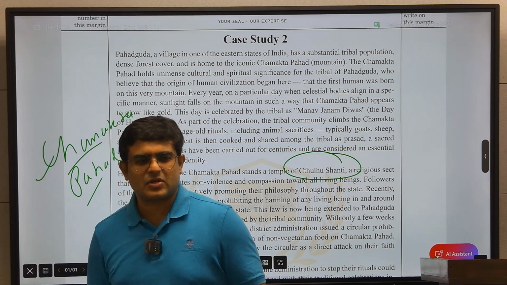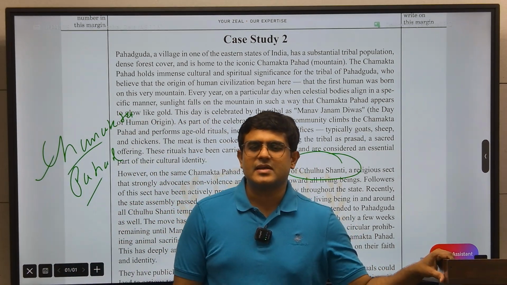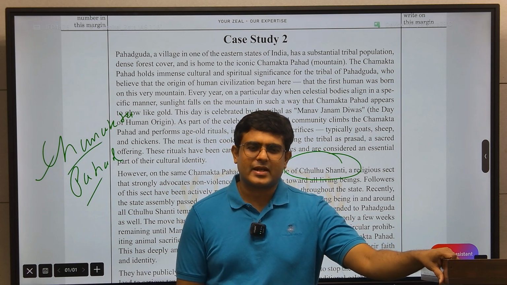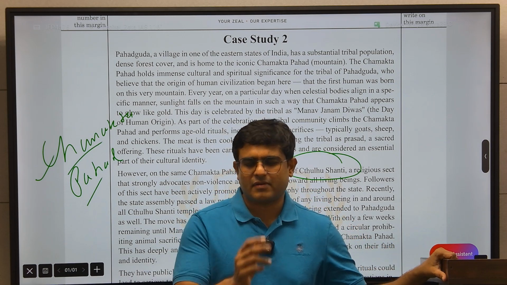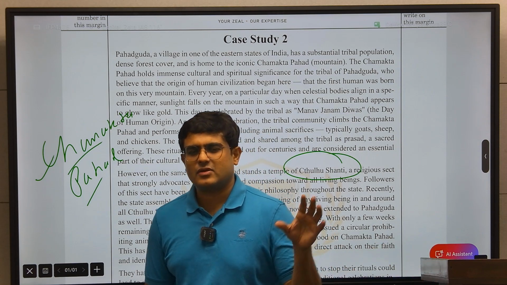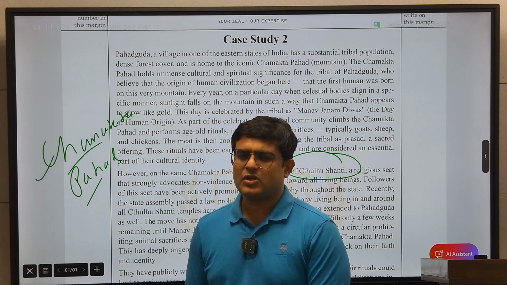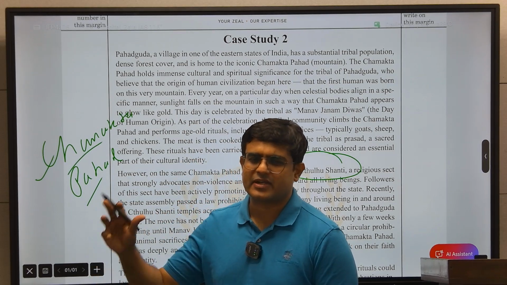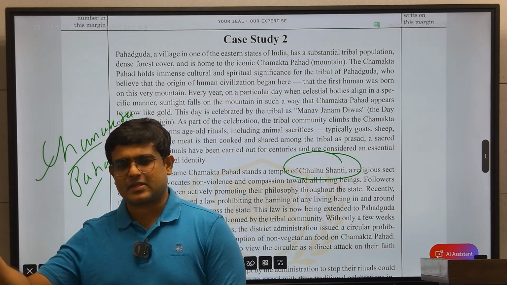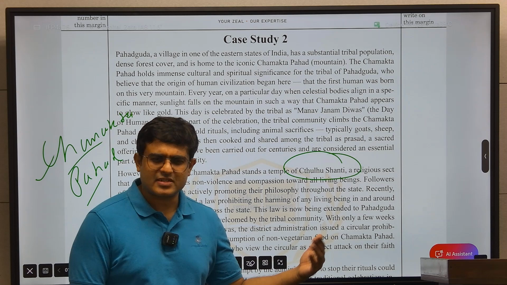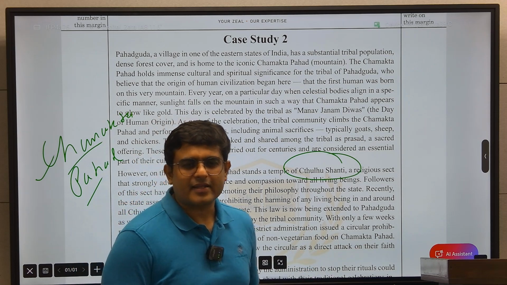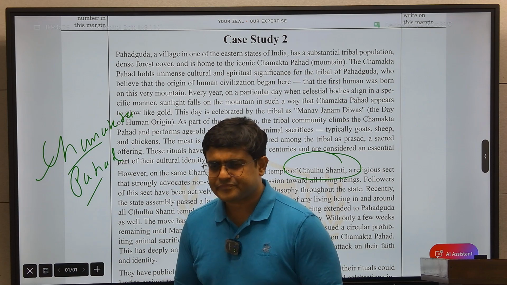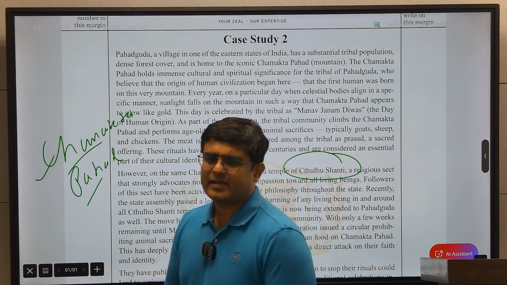So they have passed the law, and Manav Janma Divas is just a few days and weeks away, and the district administration has issued an order to implement that law passed by the state legislature to ban the culling of animals or animal sacrifice on the Chamakta Pahad. And Manav Janma Divas is just a few days around the corner, and this has created tension among the tribals, and this is what the case study deals with.